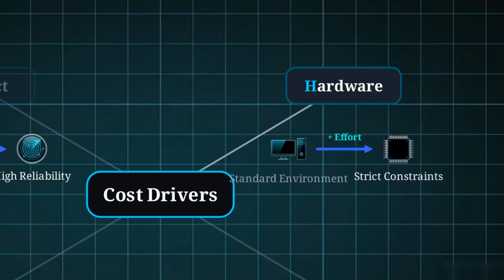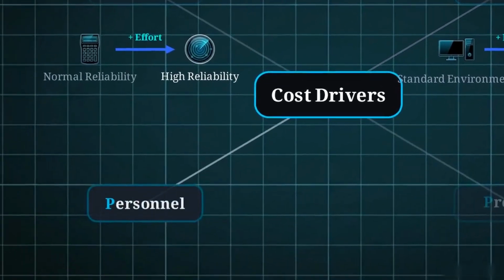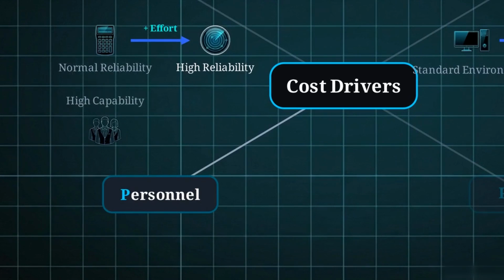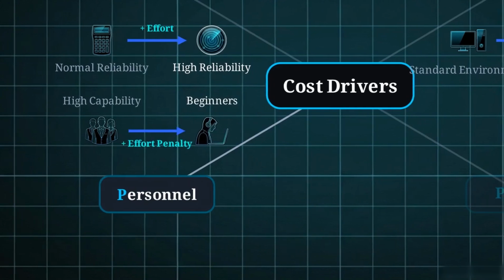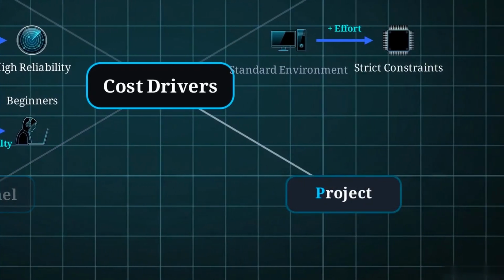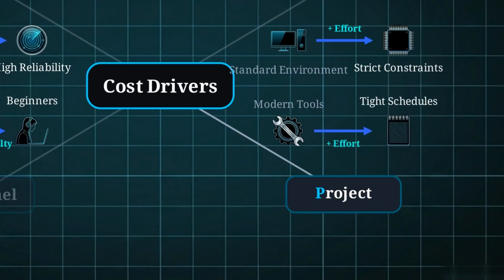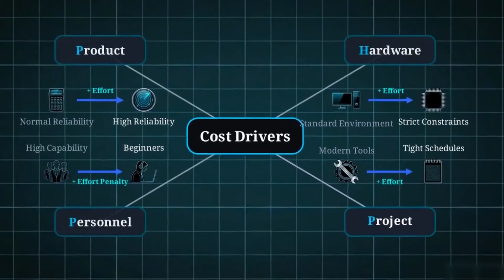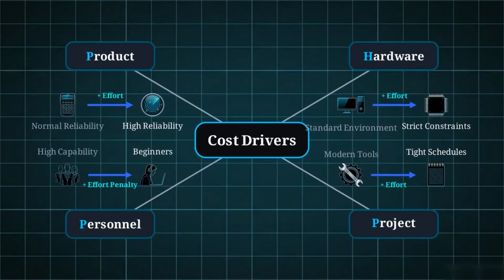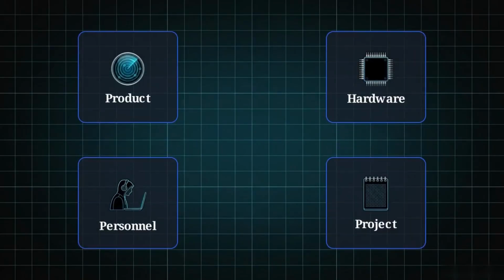Hardware attributes relate to system constraints. Writing code for a standard PC is straightforward, but optimizing software for hardware with strict main memory limits requires significant extra work. Personnel attributes measure your team. Highly capable veteran analysts write better code and produce fewer bugs than beginners. Project attributes cover your management practices and environment. Using modern software engineering tools saves time, whereas working under severely tight development schedules requires extra resources to hit the deadline. This diagram shows a lot of diverse factors.